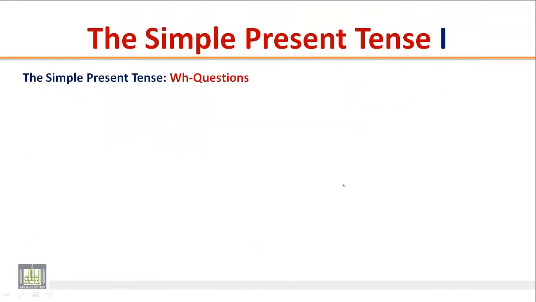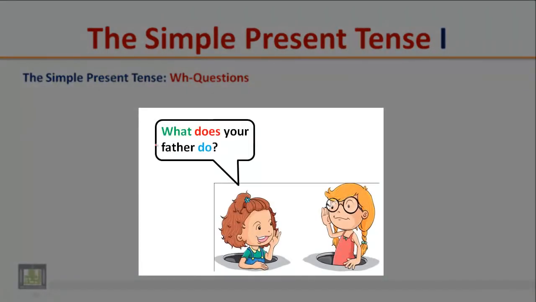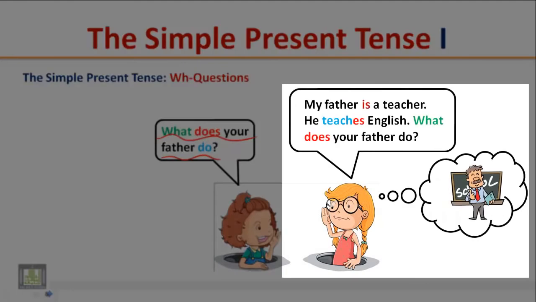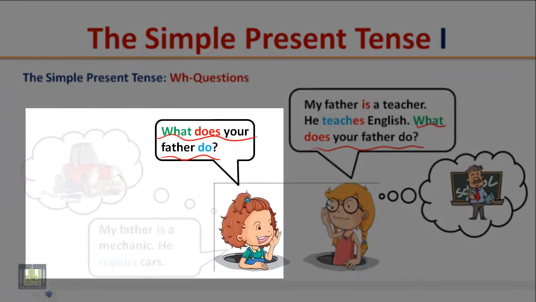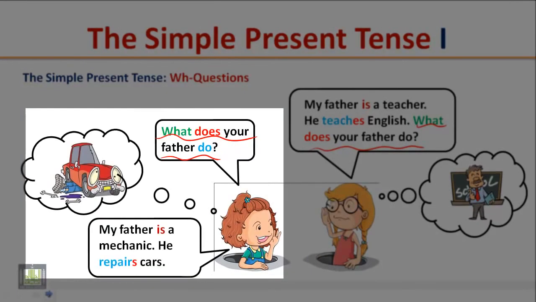The simple present tense, WH questions. Listen to the following short conversation and pay attention to the word order in WH questions. What does your father do? My father is a teacher. He teaches English. What does your father do? My father is a mechanic. He repairs cars.